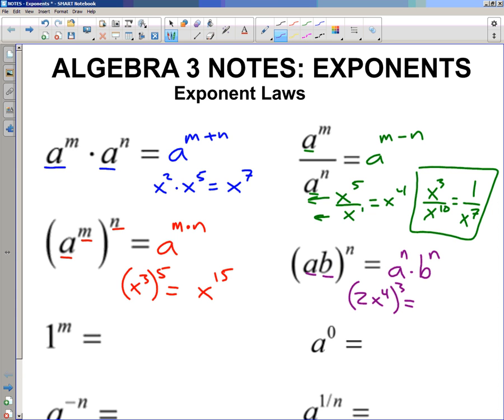So this would be 2 to the 3rd times, now the x to the 4th to the 3rd, that's power to a power, so we need to multiply. This is going to be x to the 12th. And we'd probably want to simplify that one step further. 2 to the 3rd is 8. 2 times 2 times 2 would be 8. And then x to the 12th.